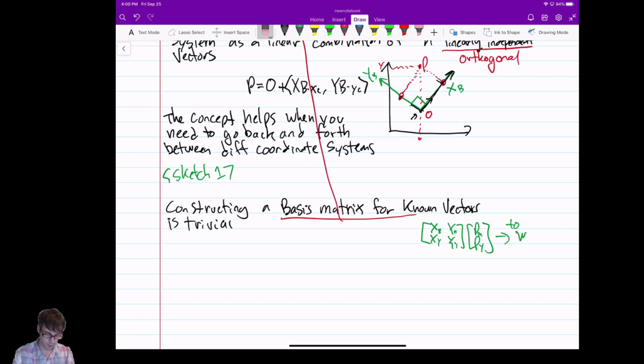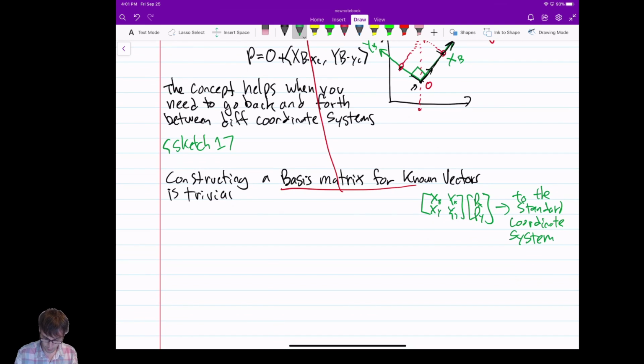I shouldn't say world coordinates yet. We'll come back to that. I'm going to say to the standard coordinate system. So if I know those two vectors, I can use them to build the basis. I'm done. I just put them right in there. And I can use that basis to multiply any point in that local system to bring it back to the standard. But what if I want to go in the other direction?